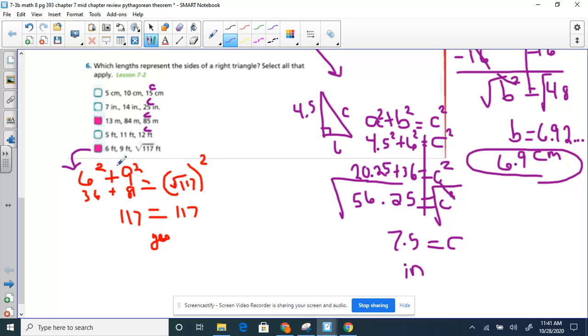So if we just did this, 6 squared plus 9 squared equals square root of 117 squared, I'd put them in my formula and see if they match. 6 squared is 36 plus 9 squared is 81. That's 117. When you do square root of 117 times itself, you just get 117. The little trick is when you square a square root, remember squaring and square root are opposites and they cancel out. And you're just left with 117. So because this is a true statement, it works. Yes, it's a right triangle. And you would just do that for all of them. And the only other one that worked was this one right here, 13, 84, and 85.